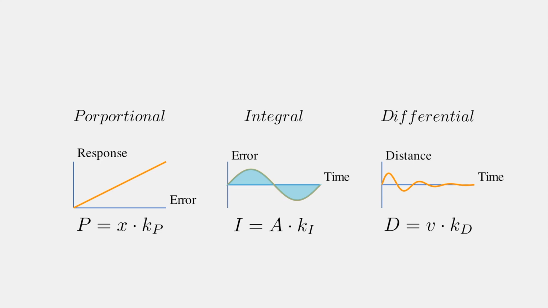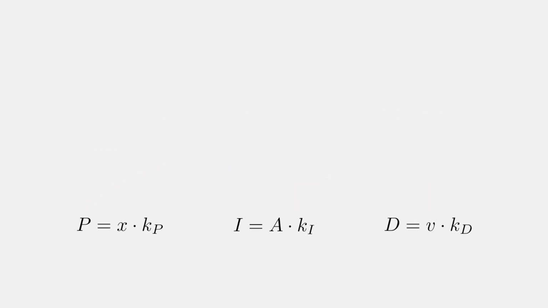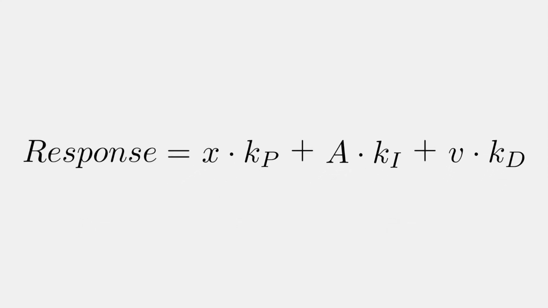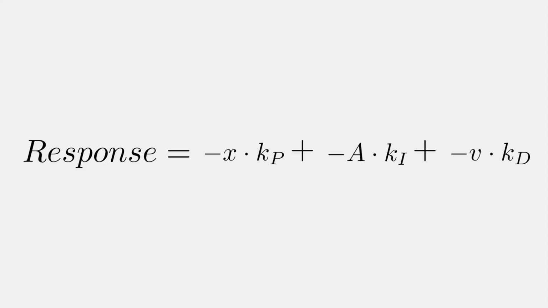To get the total response we can then use to drive a motor, we simply need to add these three components together, and voila, we have a PID. It's important to note that with all of these equations, if the error is negative, or decreasing in the case of the differential component, then the result will also be negative. This means that a PID will work in both directions.